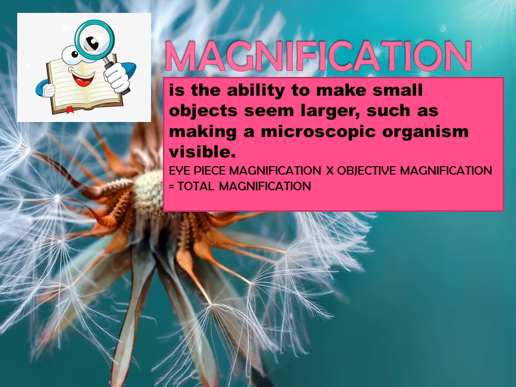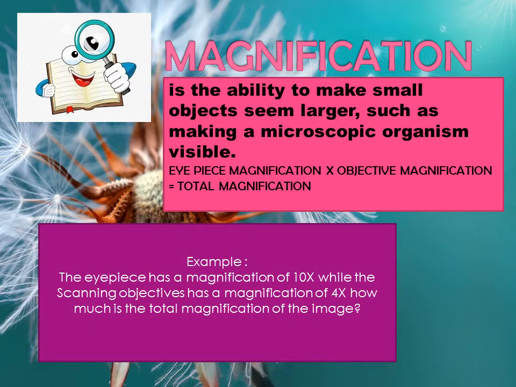So magnification is the ability to make small objects seem larger, such as making a microscopic organism visible. In order to get the total magnification, you need to multiply the eyepiece magnification times the objective magnification. For example, the eyepiece has a magnification of 10 times, while the scanning objective has a magnification of 4 times. How much is the total magnification of the image? You're right. 40 times.